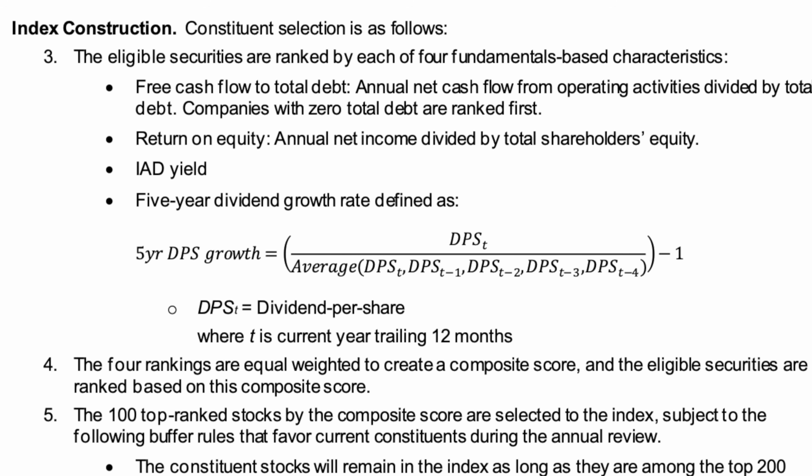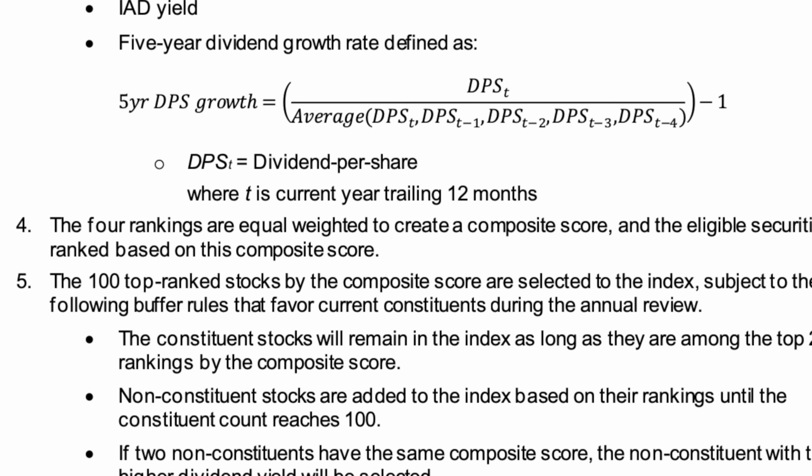So even though the initial list is sorted by dividend yield, the actual weighting is determined by the composite score, which includes these other measures like return on equity, dividend growth, and free cash flow to total debt. And once they rank all those stocks with that composite score, the top 100 are then basically put into the ETF.